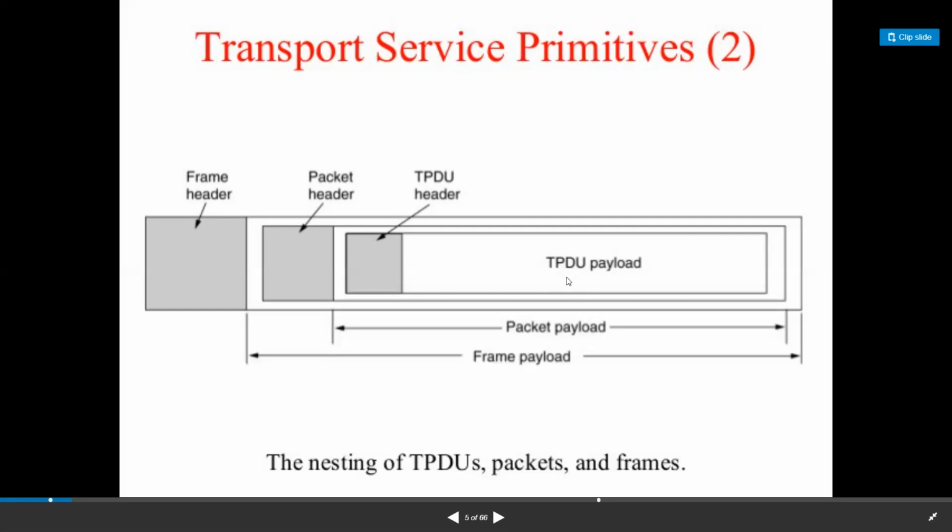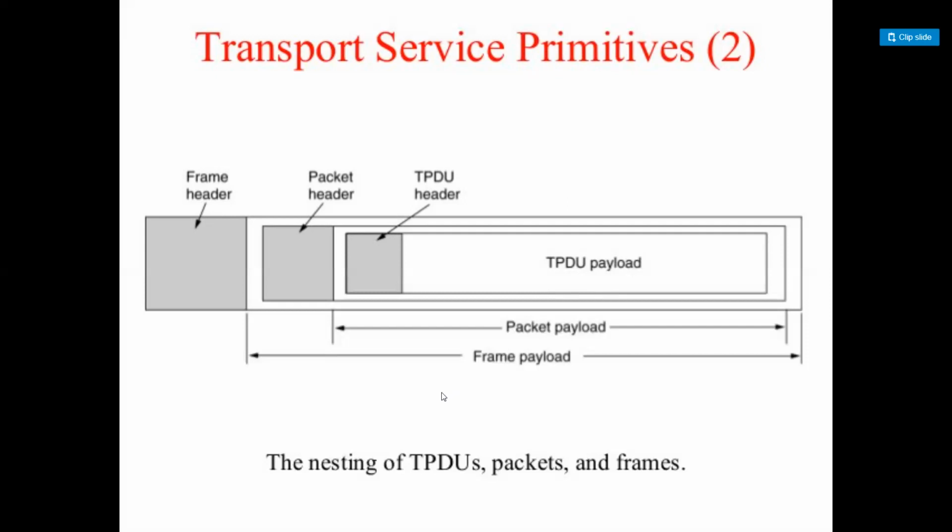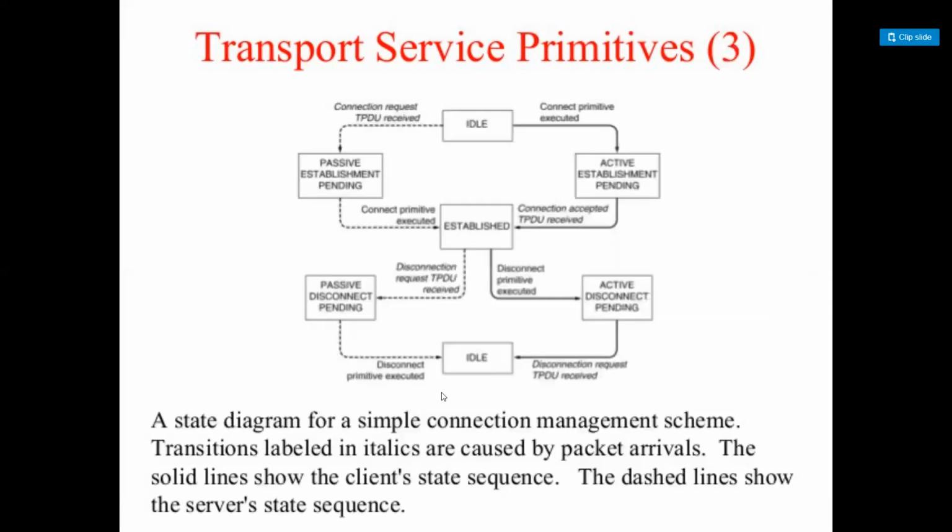Here, the transport layer data unit is sometimes called a segment or TPDU. The network layer data unit is a packet. The data link layer data unit is a frame. Here, this diagram shows us the nesting of TPDUs, packets and frames of the transport layer, network layer, and data link layer respectively. Okay, this is the diagram.